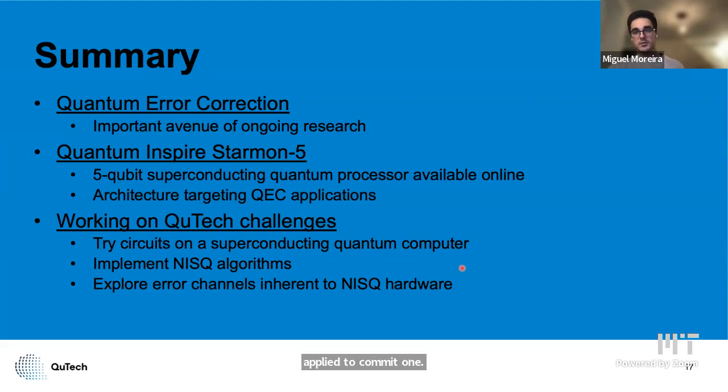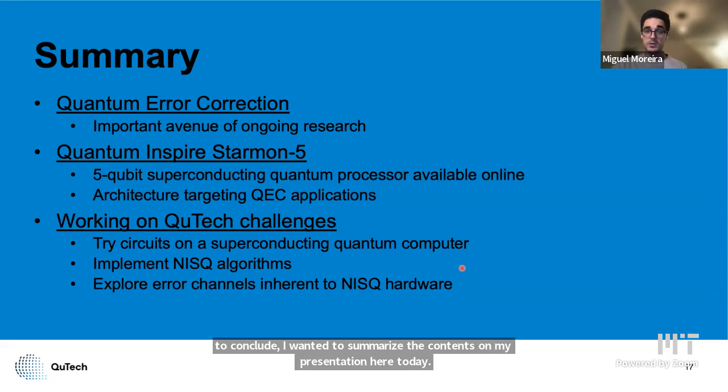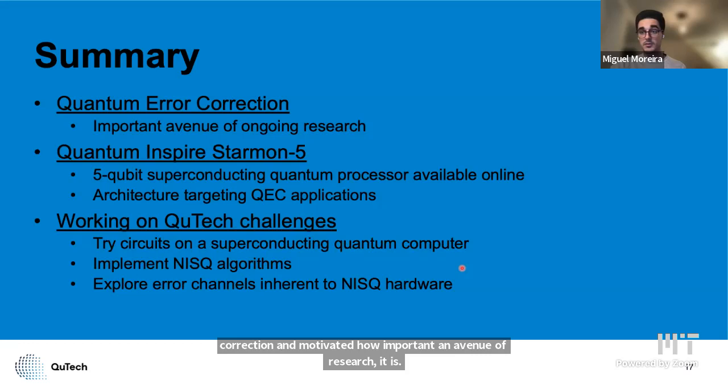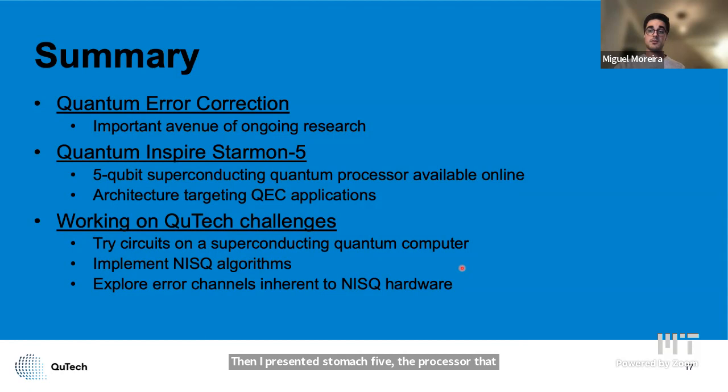So to conclude, I wanted to summarize the contents of my presentation here today. I started by giving you some background on quantum error correction and motivated how important an avenue of research it is and how likely it will continue to be in the future. Then I presented Starman 5, a processor that was built with the exact purpose of QEC at heart, and that is now available to you through Quantum Inspire for your use in whichever projects and programs you see fit. And finally, I gave you some tips that could be useful in your work over the next couple of days and the challenges that will be announced soon.